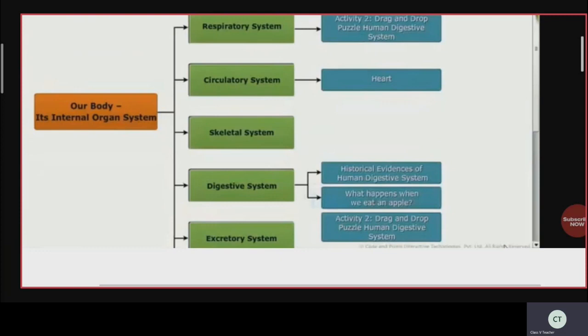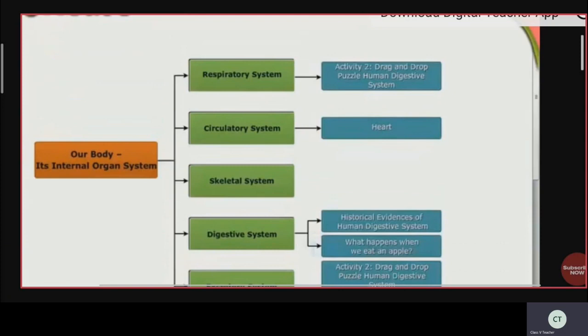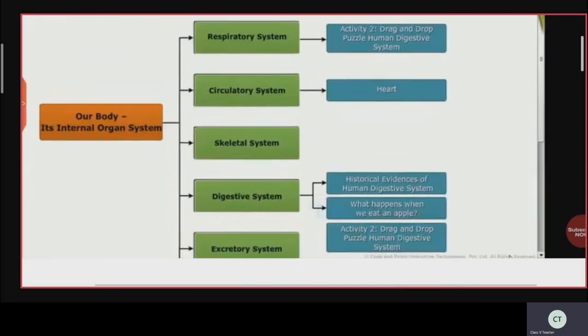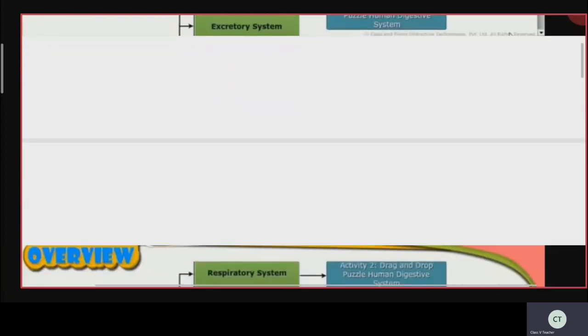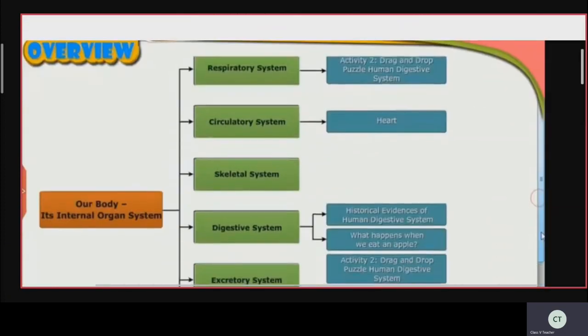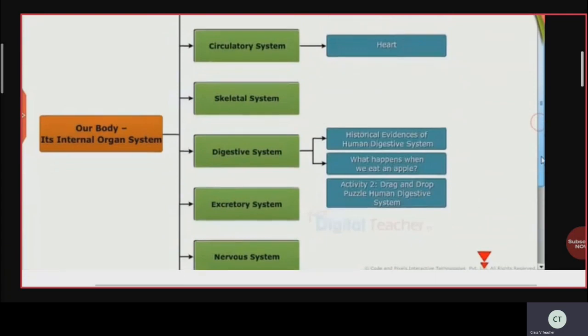First, a simple thing I want to say to you. Respiratory system means the lungs will work in this. Circulatory system means the heart will function in this. Skeletal system means bones. And digestive system means large intestine, small intestine, stomach. Excretory system means kidneys will function in this. Now here is the nervous system as well.